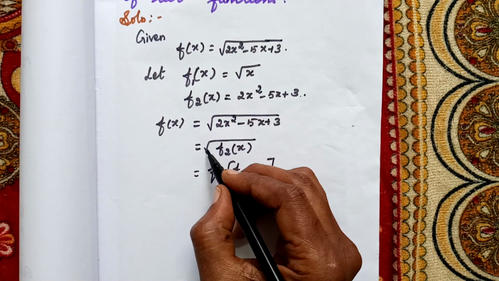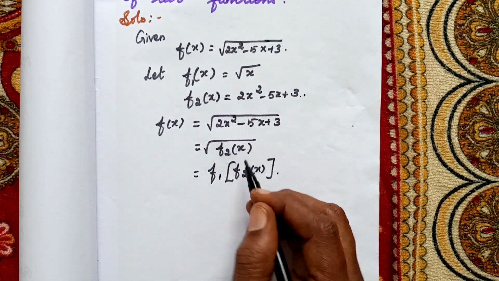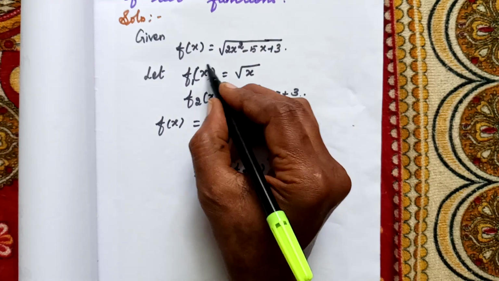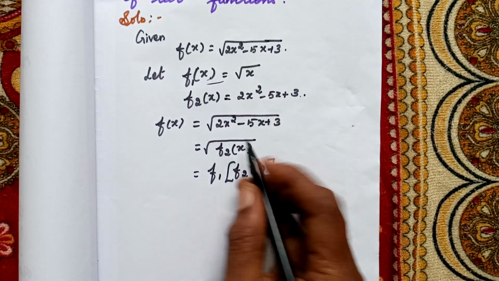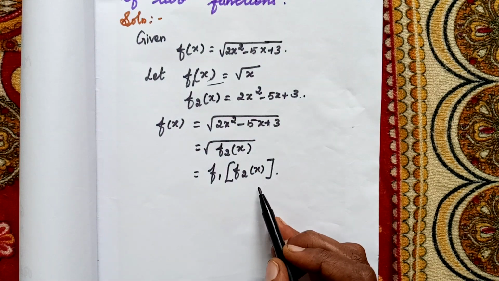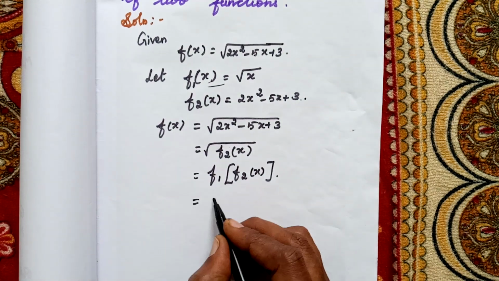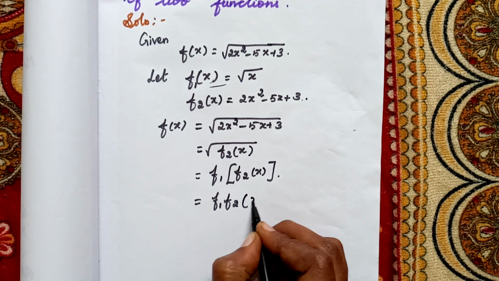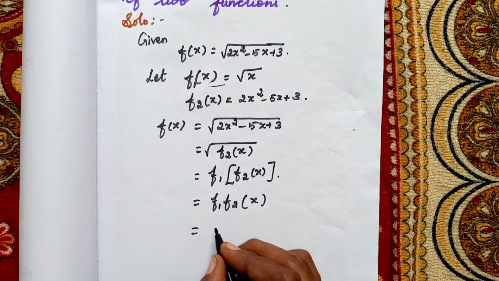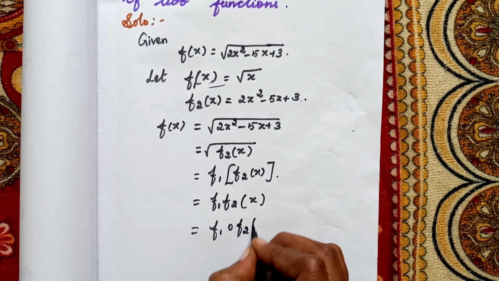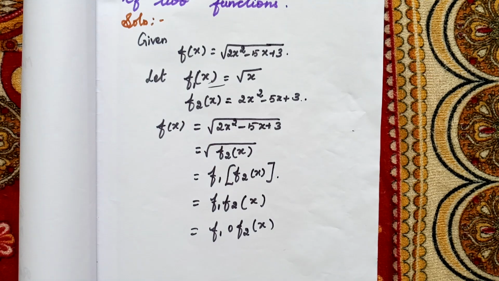Here root x means f1(x), and in place of x we replace f2(x). So we get f1 of f2(x). Clear? We can also write this as f1 f2(x), or (f1∘f2)(x).